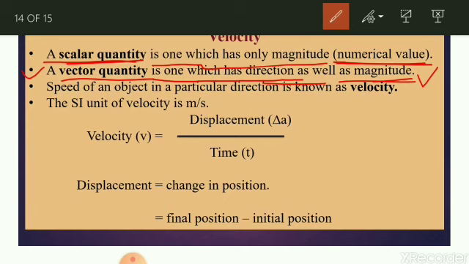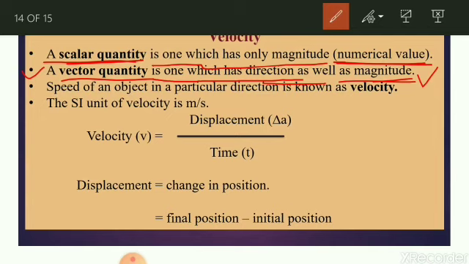Now we have studied about speed. The speed of a body or an object tells us how fast or how slow the body is moving, but it does not show the direction of the motion of the body. So suppose a car is moving at the speed of 60 kilometers per hour, then it tells us the car travels a distance of 60 kilometers in 1 hour, but the direction is unknown.